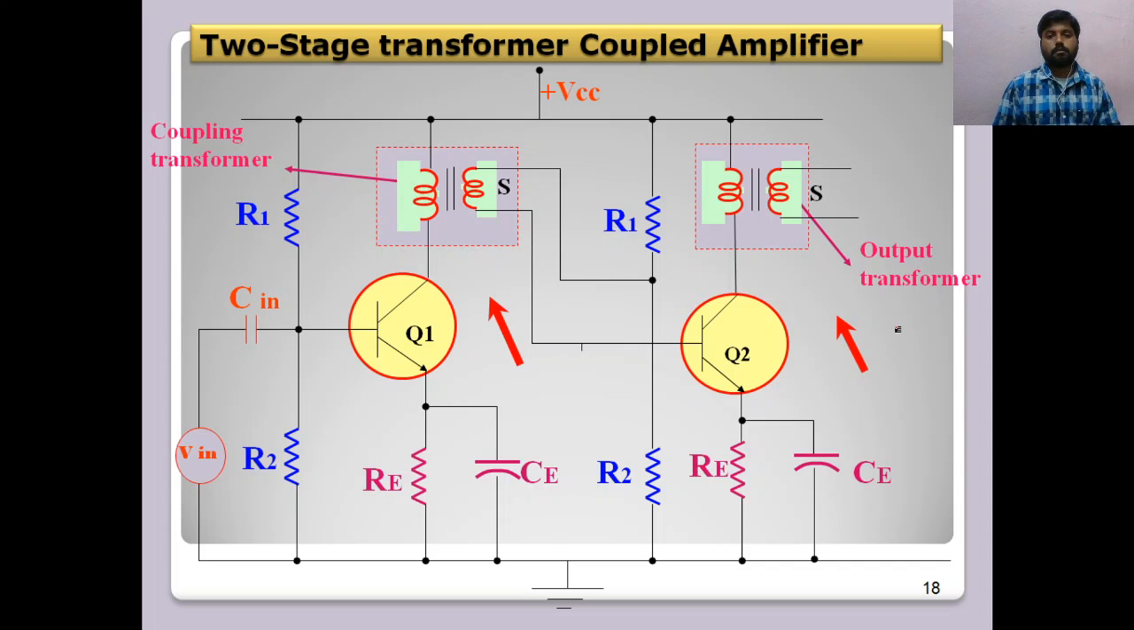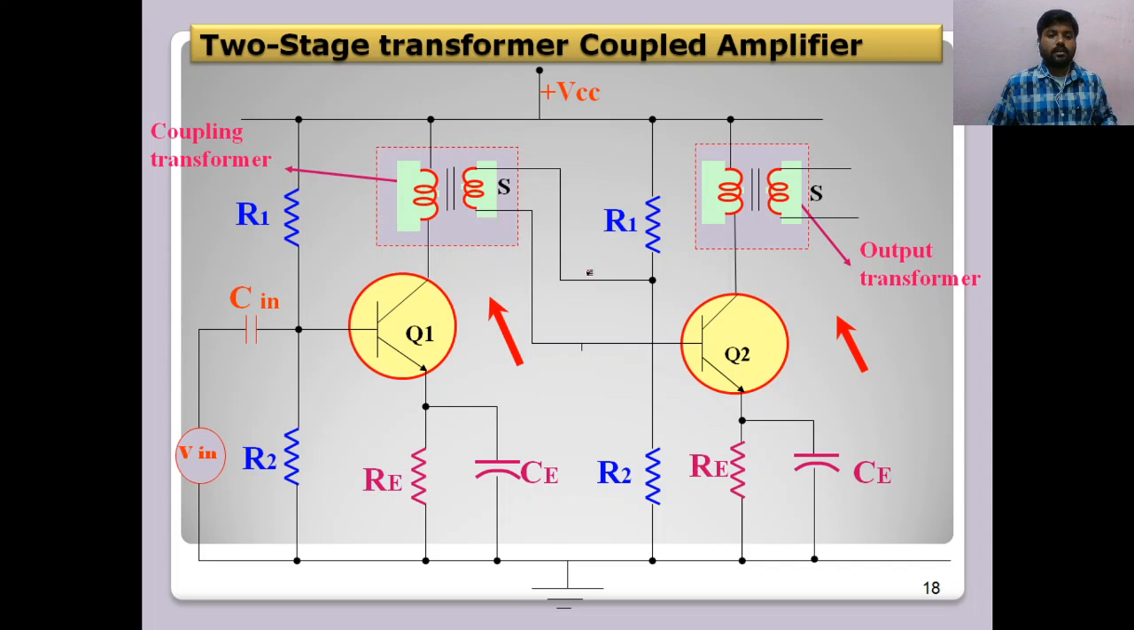Let us see the circuit diagram of the two-stage transformer coupled amplifier. So here you observe the two-stage transformer coupled amplifier. See the difference between an RC coupled amplifier and a transformer coupled amplifier. The only difference is that the collector resistor RC and coupling capacitor CC are both removed, and these are replaced with the transformer.